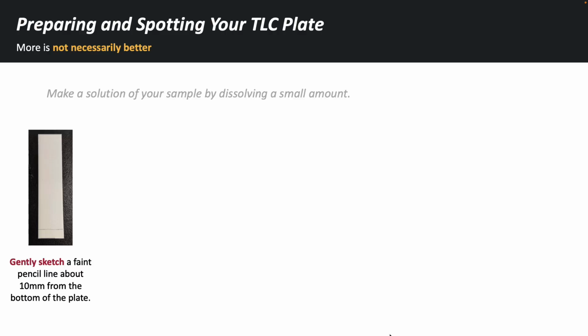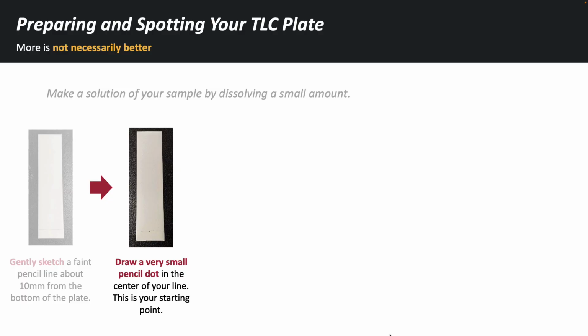You really only need a very small amount in order to get a good data point. So you'll have your plate and you're going to gently sketch a faint pencil line about 10 millimeters from the bottom of the plate. Be sure to draw on the silica side of the plate and be very careful. You want this to be a very gentle pencil draw. If you go too hard, you risk scraping the silica, which will, of course, impact your results. You can either draw a very small pencil dot. I prefer a small line perpendicular to the larger baseline that we've just created. And this is going to be our origin or our starting point.